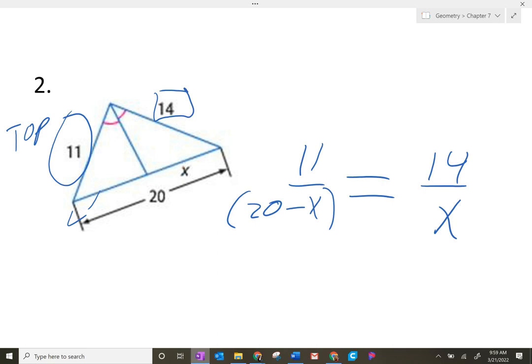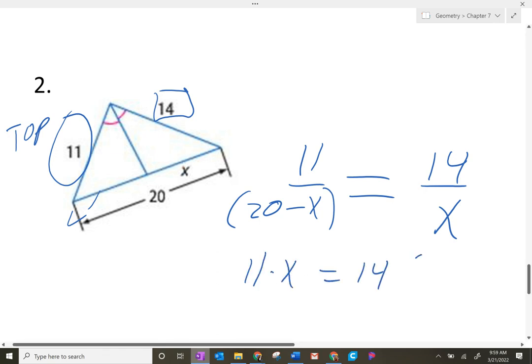Okay, as soon as I have my fraction set up, how will I solve it? Cross multiply. Thank you. I got 11 times x equals 14 times the quantity of 20 minus x. All right, now I get to go through and multiply all of that out. I get 11x equals 280 minus 14x.